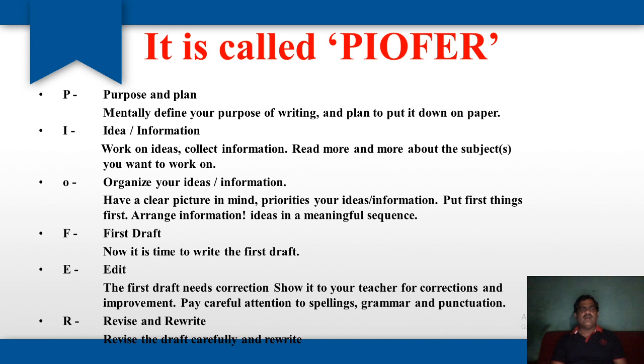Then O is for organizing your ideas or information, so that ideas can be organized into the form of proper writing or converted into the theme. Next is F for first draft. Then the first draft should be done. Next is E for edit. Then the editing part is to be done. And the last thing is R, that is revise and rewrite. So then the final writing can be done.